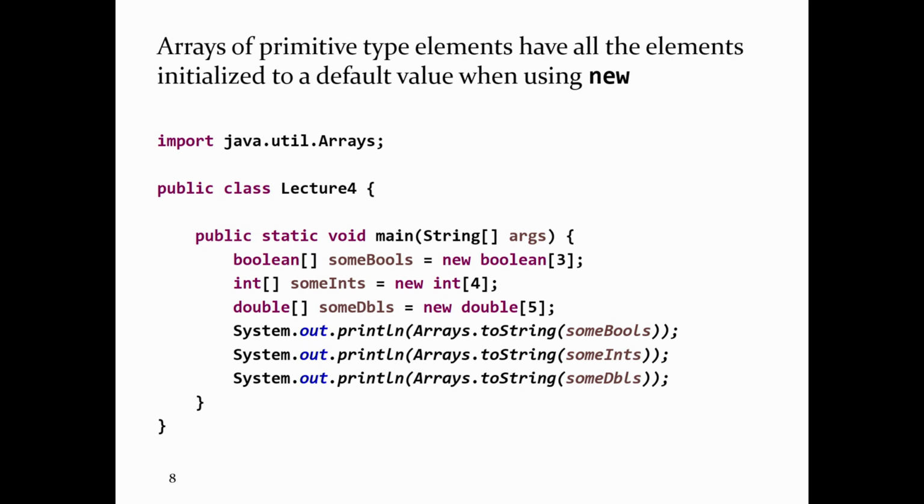Another awkward thing with arrays in Java is that to print them out, you can't just use System.out.println. If you try to do this, you get a funny result, which I guess is worth showing. Just a second.